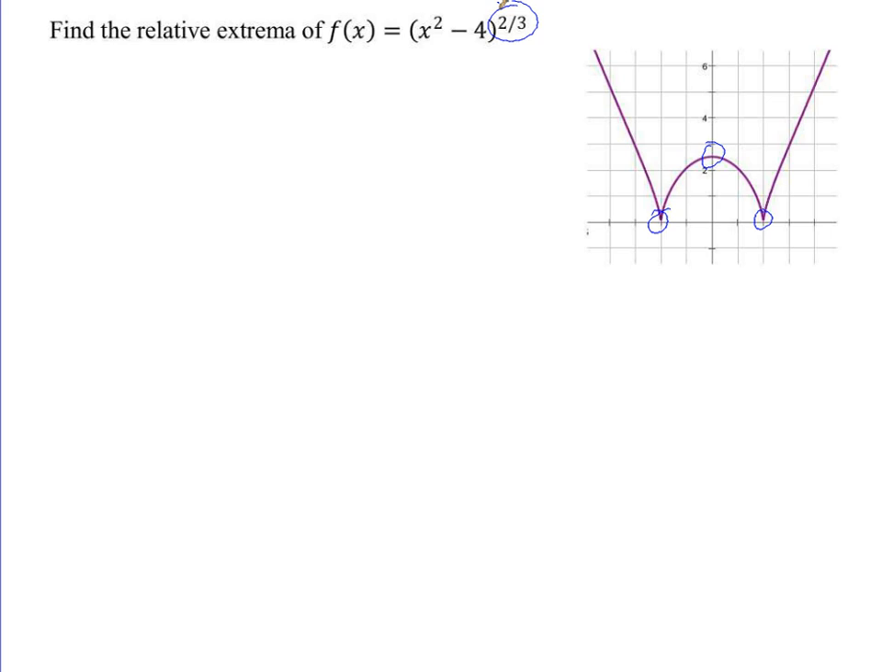So let's get that derivative taken, and then we'll probably have time. We'll have time to do that, and then we'll finish the problem up tomorrow. We'll just get started today.